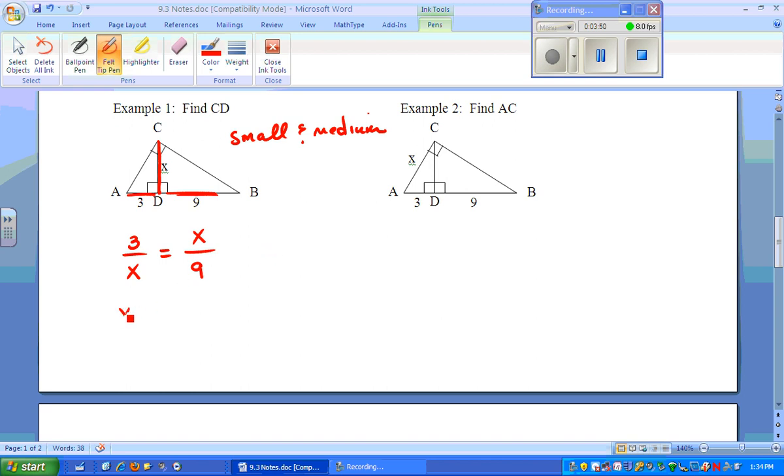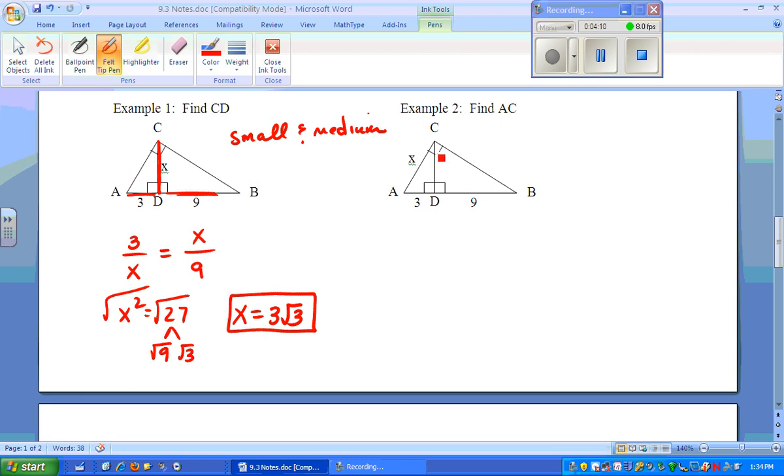And now we solve. X squared is equal to 27. How do you unsquare a square? Square root. Am I allowed to leave root 27? Nope. We get 9 and 3. So x is equal to 3 roots of 3.